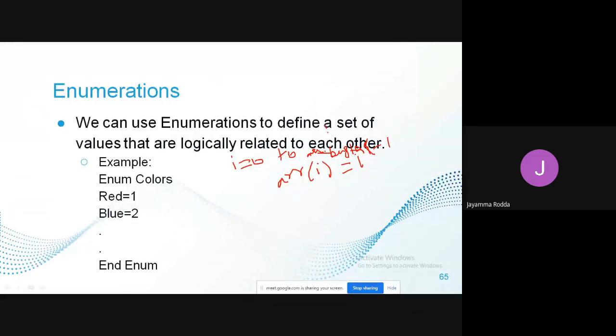Array dot length is 10, so 10 minus 1. Obviously it will be 0 to 9. So initially I is equal to 0. Array of 0, the element that should be stored in array of 0, is equal to 0. Then again for the next I. After the for loop, we are writing next I. So what happens? Again, I will be incremented. Sorry, I will be incremented to 1.